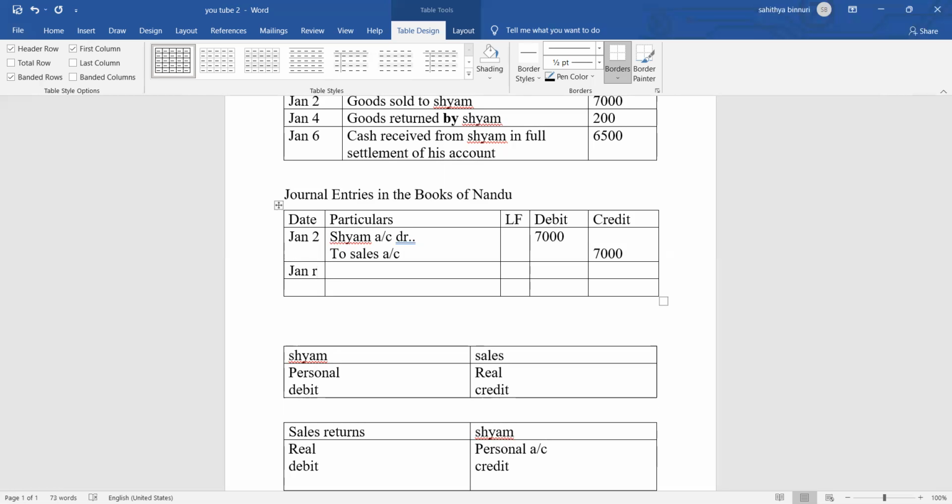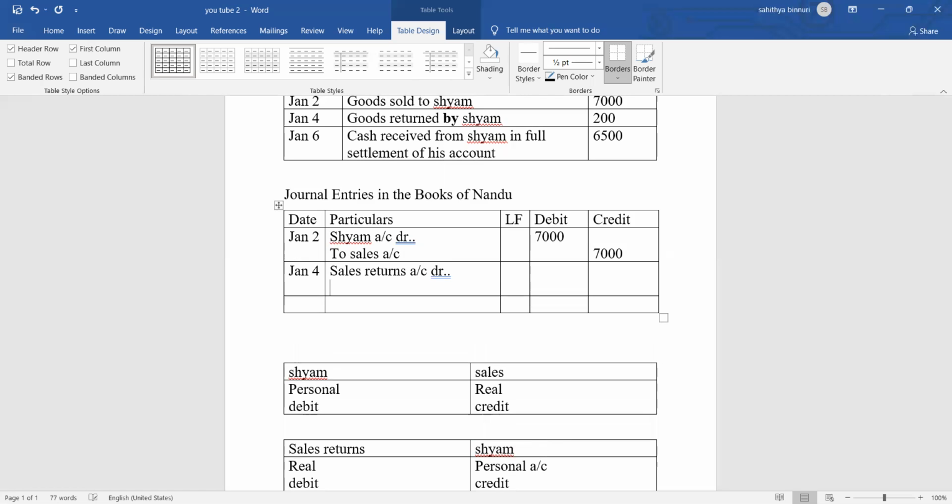January 4th, sales returns account debit to Sham account. The first line always goes with the debit and the second line always goes with the credit. So 200 and 200. So now if you see the transaction on Jan 4th, the entry is sales returns account debit to Sham account.